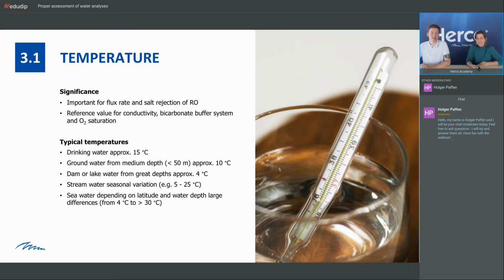We always need a reference temperature for conductivity, bicarbonate buffer systems, and O2 saturation, because it's always on a point where we need to have temperature and the other value.